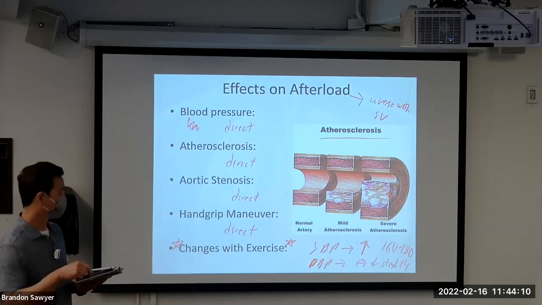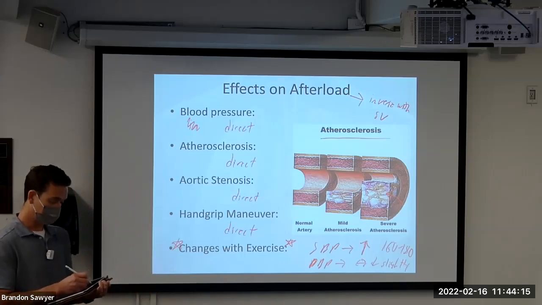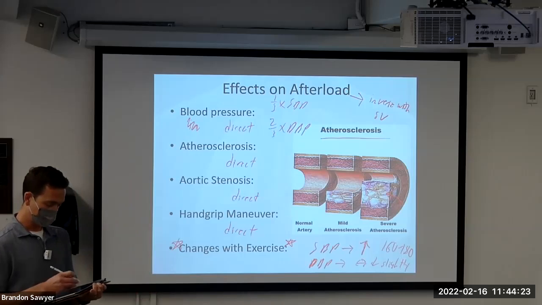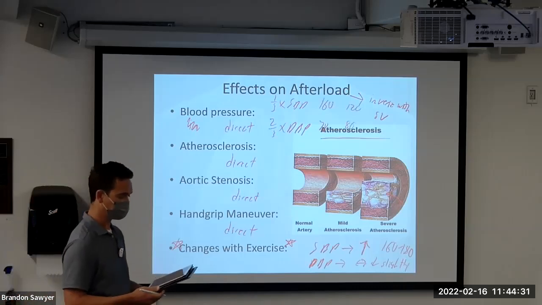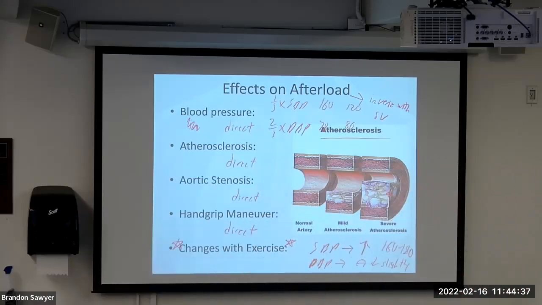But if we calculate mean arterial pressure there, our mean arterial pressure was 1/3 times systolic blood pressure plus 2/3 times diastolic blood pressure, right? If we take 160/78 and compare that to 120/80, which one is going to have a higher mean arterial pressure, exercising or resting? We don't even have to calculate it, right? What do you guys think? Definitely during exercise, right?